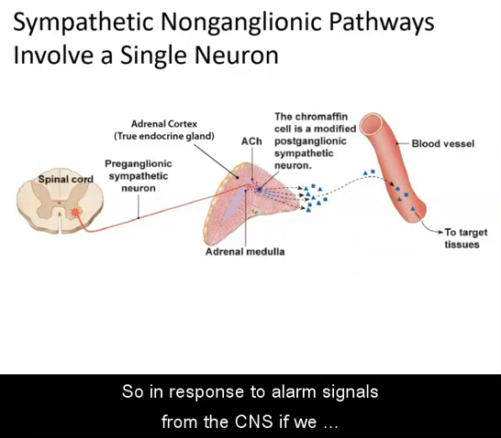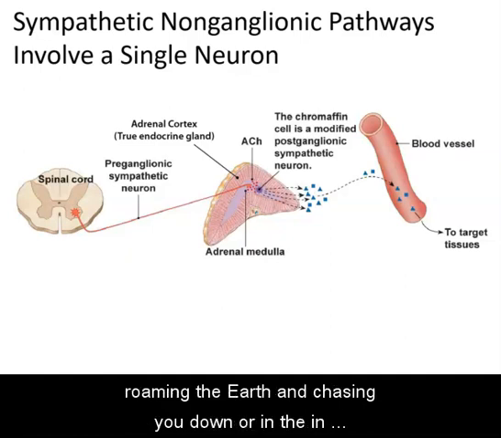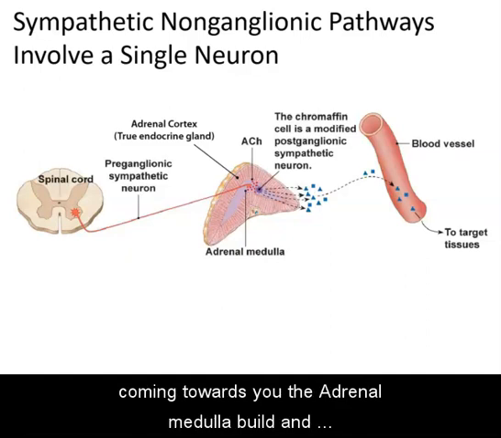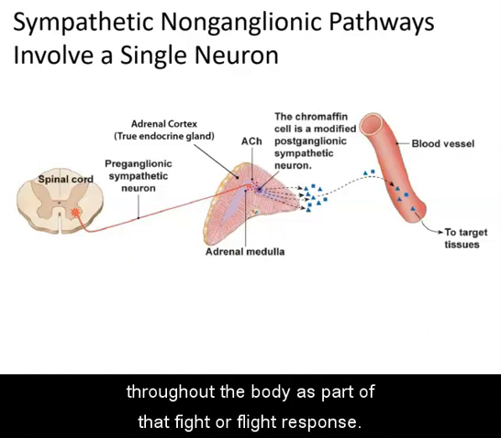So in response to alarm signals from the CNS, if we have any danger coming by, if we have dinosaurs roaming the earth and chasing you down, or in this case, patients that are positive for the coronavirus coming towards you, the adrenal medulla will then release large amounts of epinephrine to be distributed throughout the body as part of that fight or flight response.